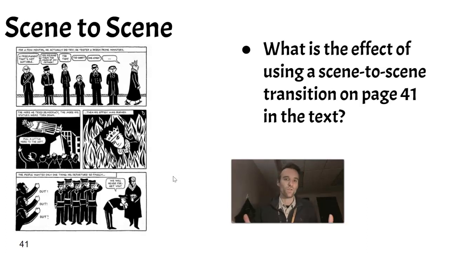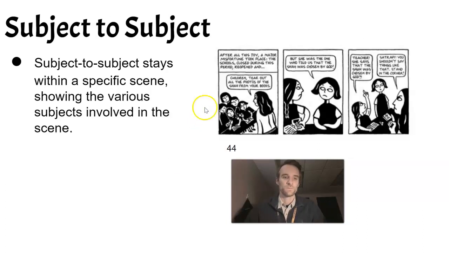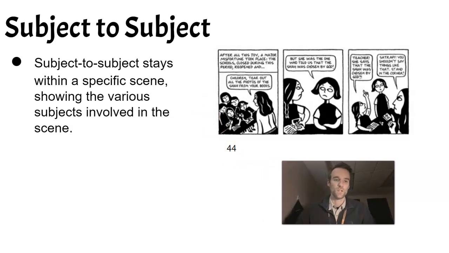These things happened over a large span of time and in different places, but this one single page uses scene-to-scene transitions to show you that progression in a very short amount of text. Next one is subject to subject. Subject to subject would be, you're in the same scene, you're looking at the same thing that's happening, but now we're jumping to different perspectives and different people within the scene and how they're interacting with what's going on.